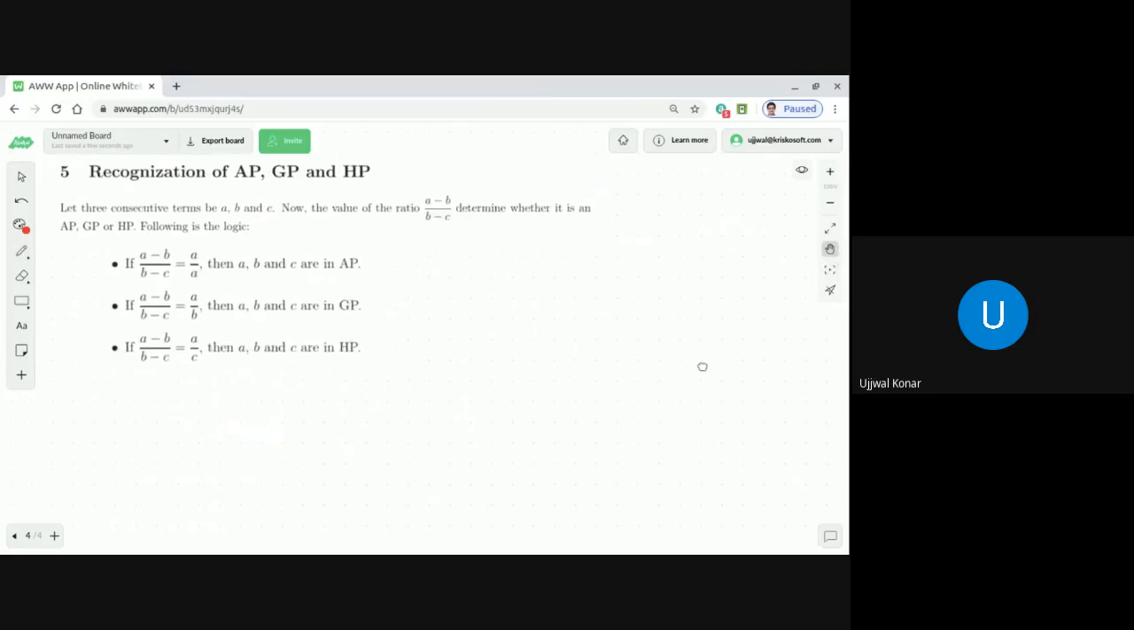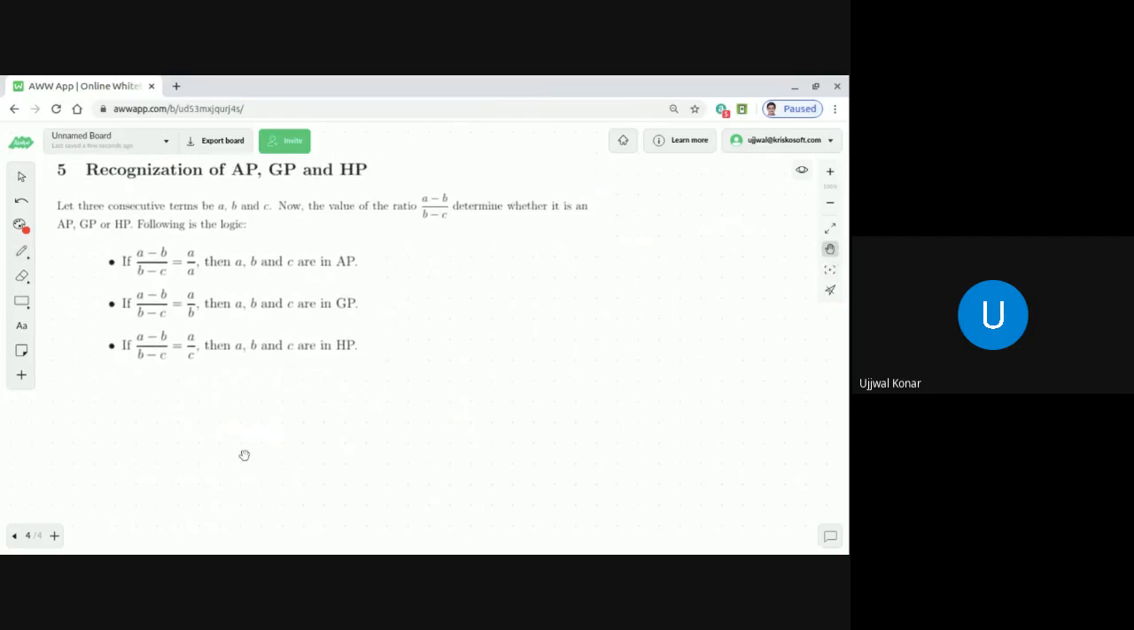You can always find it out. On the other hand, we can say 3 consecutive terms A, B, C of a sequence will be in AP if B is equal to (A plus C) by 2, I'm sorry. Okay, so let me write it down.